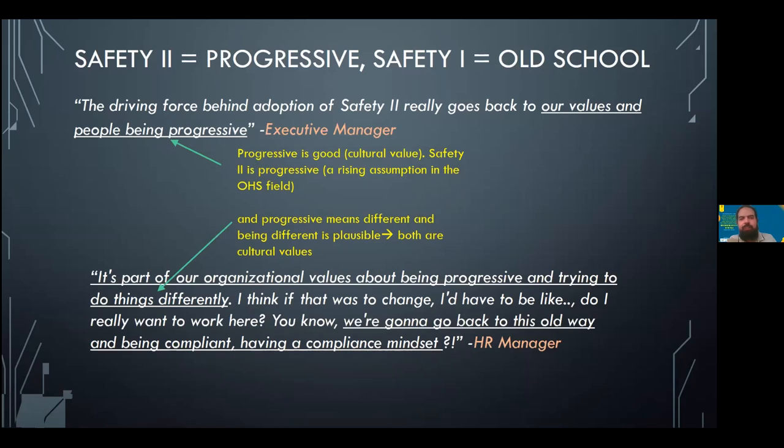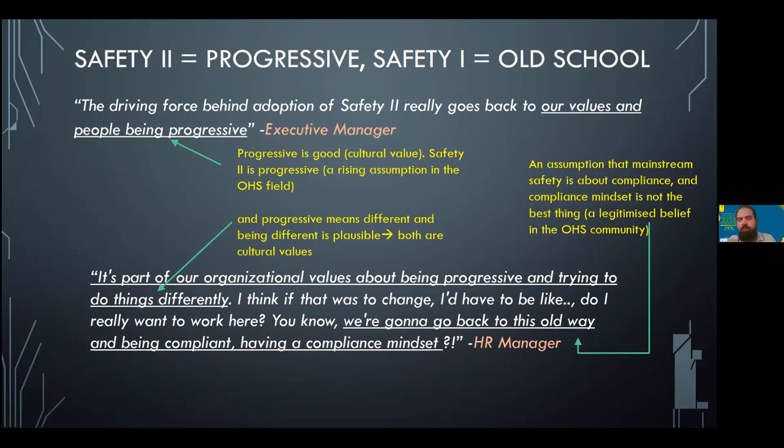So it's a rising assumption in the OHS field. And here also, progressive means different, and being different is a very good thing. So both are cultural values that helped the managers or leadership like the Safety 2 ideas. You can see here also the assumption that mainstream safety is about compliance, and that a compliance mindset is not the best thing.